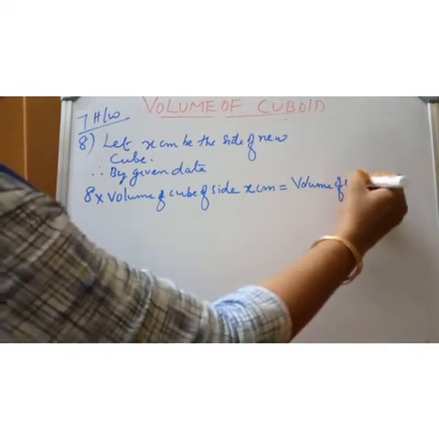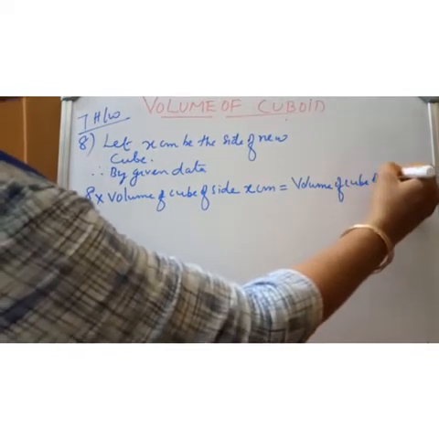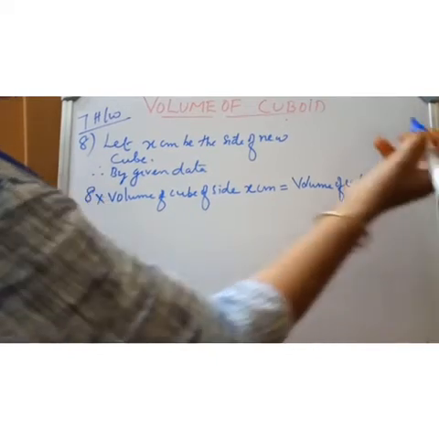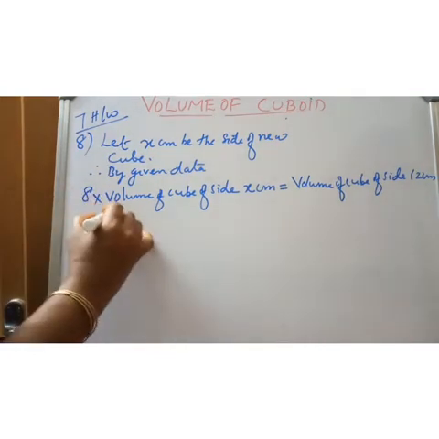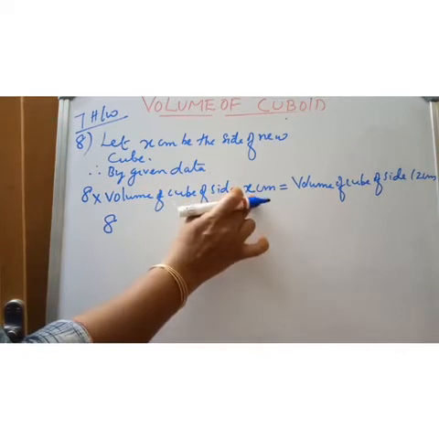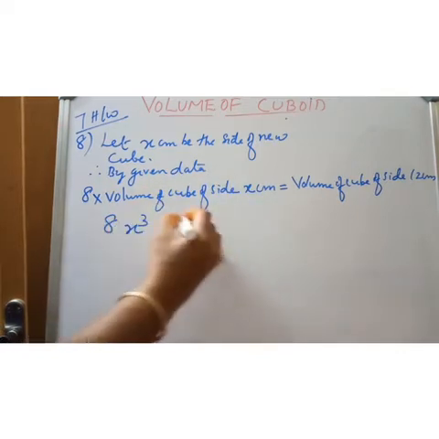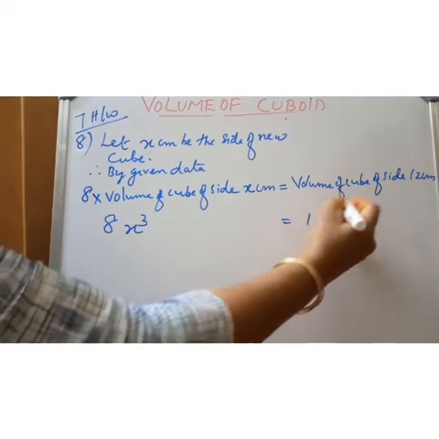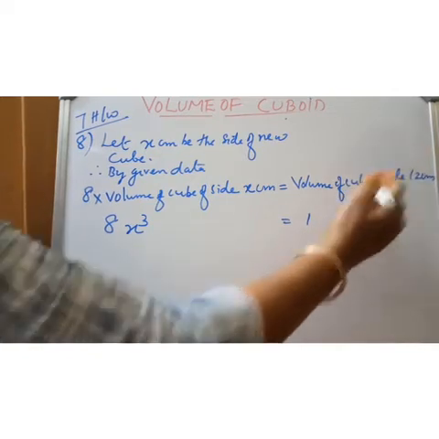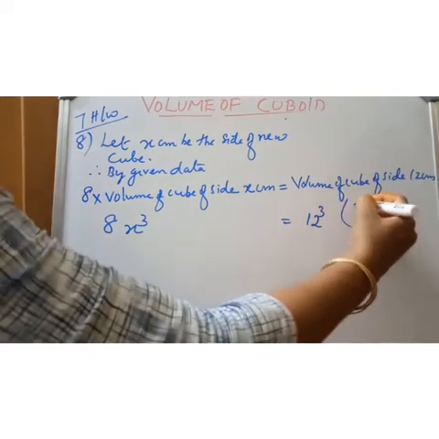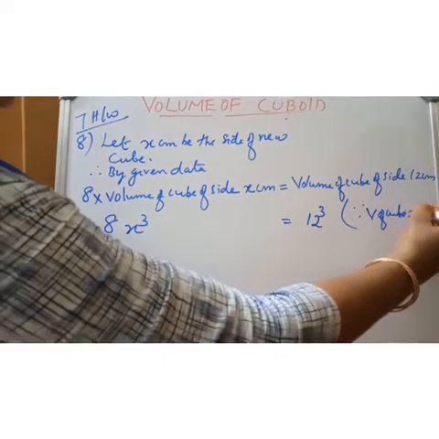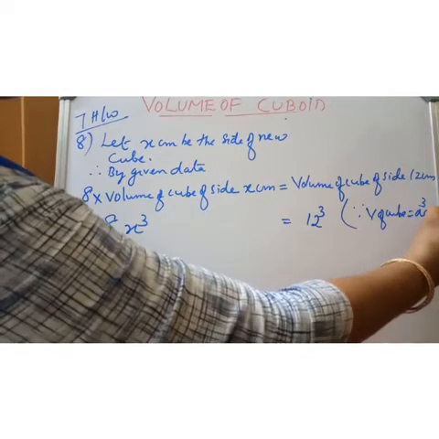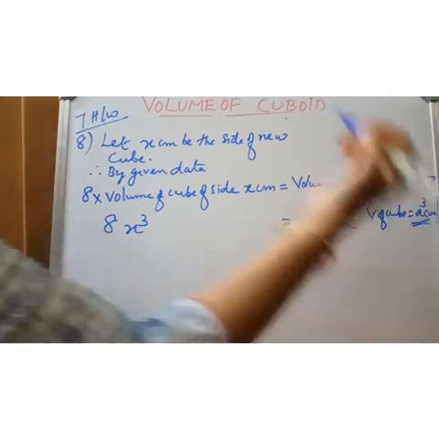Volume of cube of side 12 centimeter. So, what is the formula for volume of cube? a cube, cubic unit. So, 8 into the side is x, so 8x cube you are getting, as volume of side is 12, so 12 cube. Since volume of cube is equal to a cube, cubic units. This formula I am applying here.